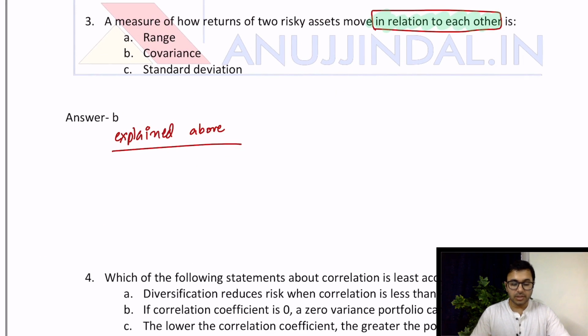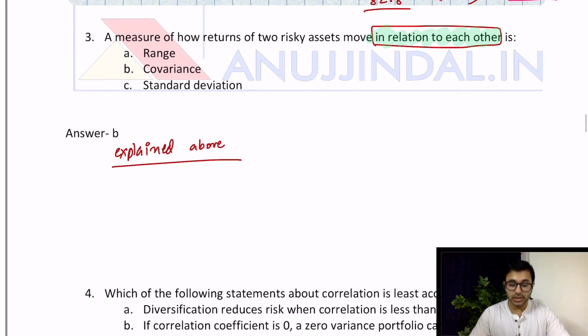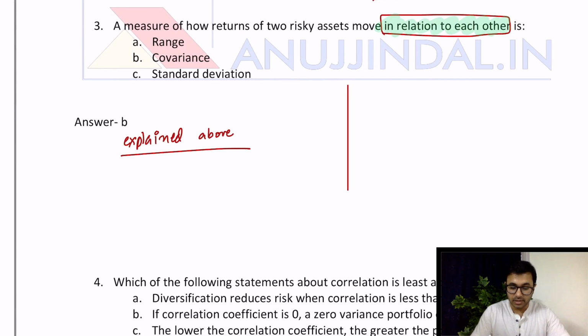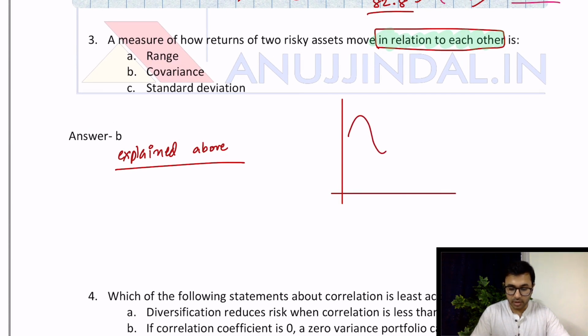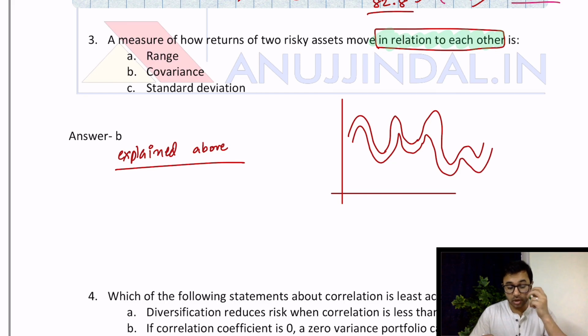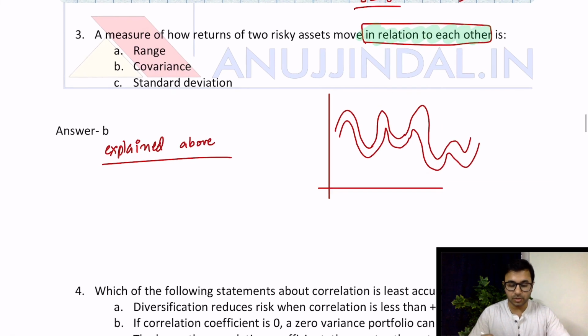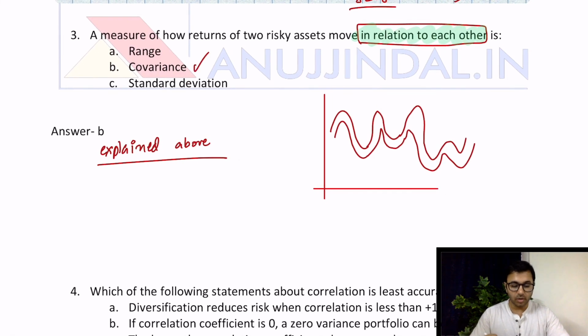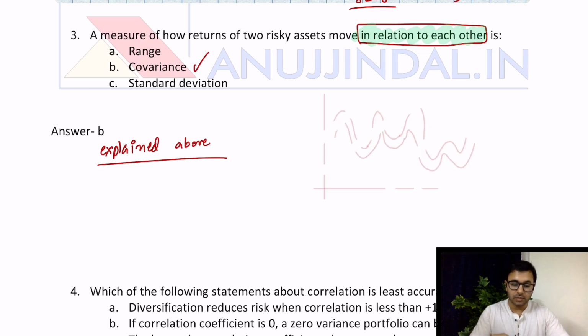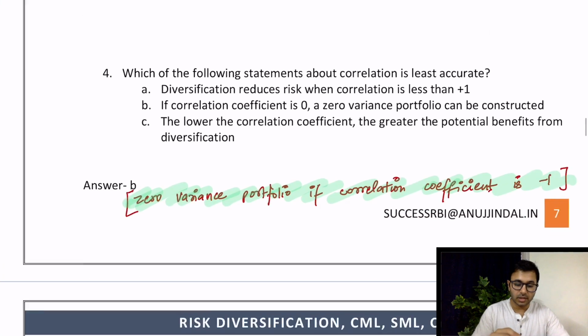The third question says a measure of how returns of two risky assets move in relation to each other is what? How returns of two risky assets move in relation to each other. As I had explained, if in this particular graph one is moving up and the second is also moving up in relation to this, there is perfect correlation here. As you can see here, there is perfect correlation. So the level to which one is moving up in relation to the other, and the second is moving down, is given by covariance. Very simple. We've just read it, so I believe you can easily answer this particular question.